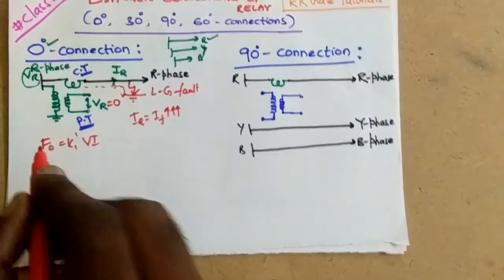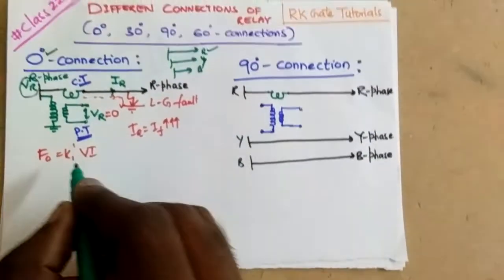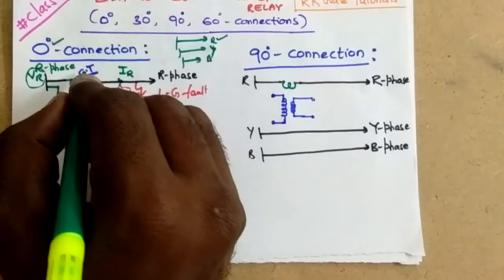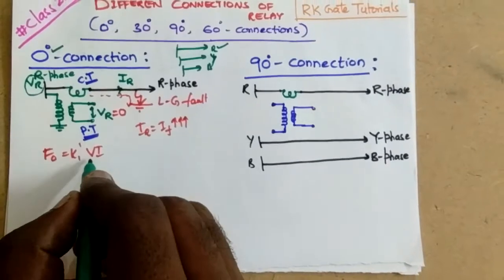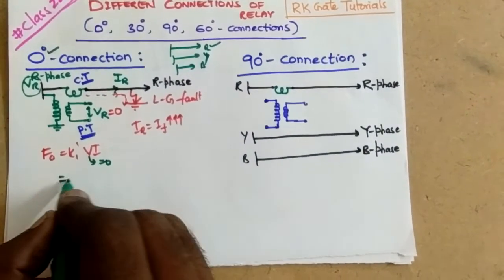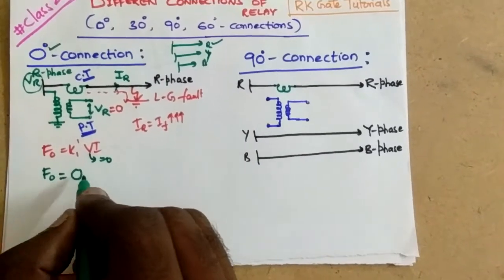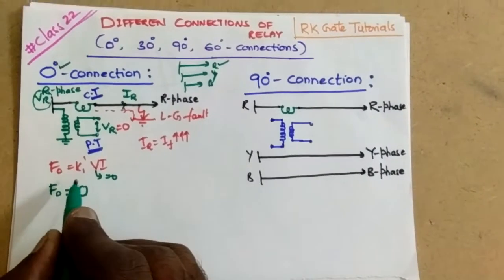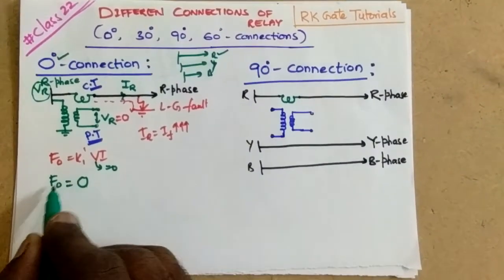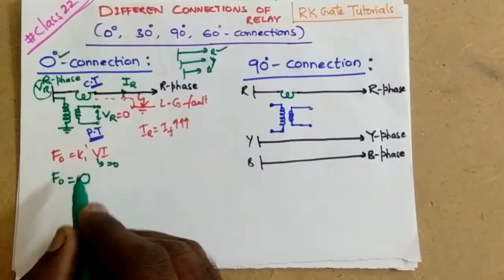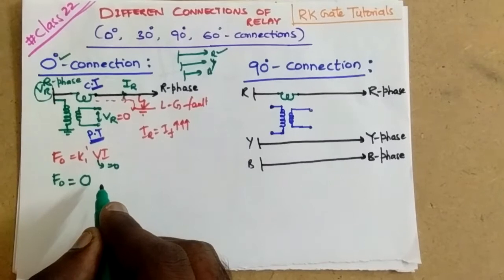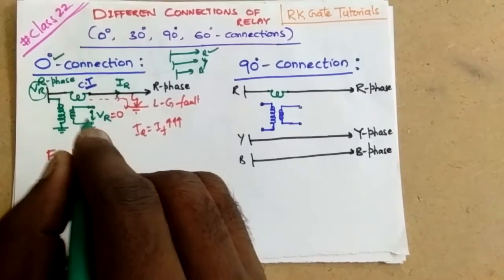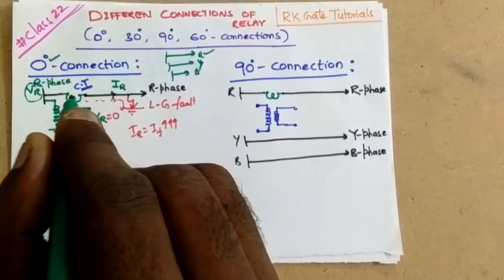Since the operating force is F naught equal to K1 dash into Vi, here V is nothing but VR, I is nothing but IR, since we are discussing with respect to the R phase only. Since VR is equal to 0, the operating force is completely 0. Does the relay operate? The relay does not operate, because for the relay operation, the operating force must be greater than the restraining force. Here the operating force is 0, which is less than the restraining force. Hence the relay does not operate. This type of connection is not at all preferred.